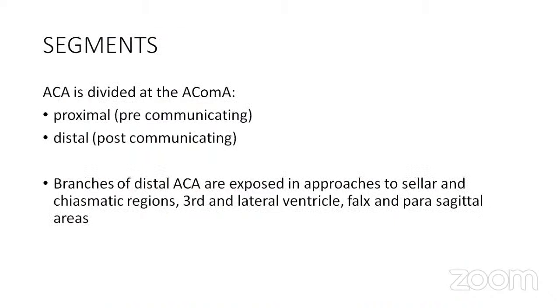So segments. ACA is divided at the ACOM into two segments: proximal, that is pre-communicating, while distal, that is post-communicating. Branches of distal ACA are exposed in approaches to the sellar and chiasmatic region, third and lateral ventricle, falx and parasagittal areas.